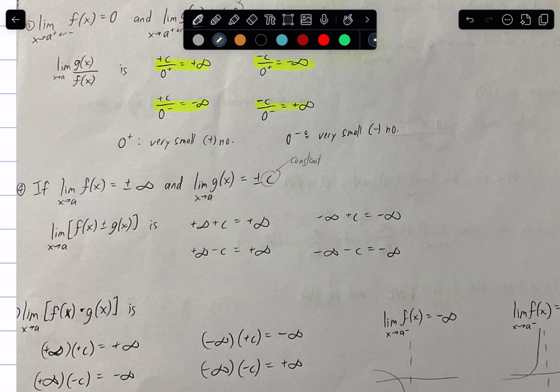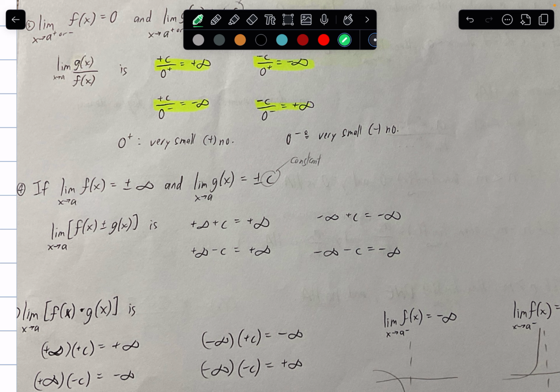Okay, for the fourth theorem, if the limit of f of x as x approaches a is equal to positive infinity or negative infinity, and for g of x, it's equal to a positive or negative constant, and we add or subtract the both of them, f of x and g of x, we also have various scenarios, but it's just common sense. You don't have to really memorize specifically. It's going to be obvious.